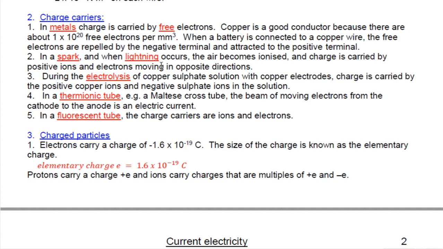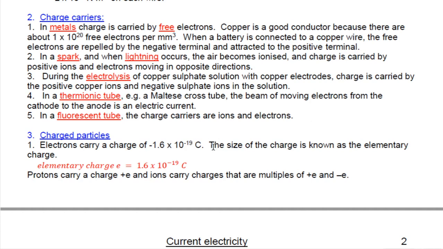In a spark, and when lightning occurs, air becomes ionized. The charge is carried by positive ions and electrons moving in opposite directions. During the electrolysis of copper sulfate solution with copper electrodes, charge is carried by positive copper ions and negative sulfate ions in the solution. In a thermionic tube, e.g. a Maltese cross tube, the beam of moving electrons from the cathode to the anode is an electric current. And then in a fluorescent tube, the charge carriers are ions and electrons.